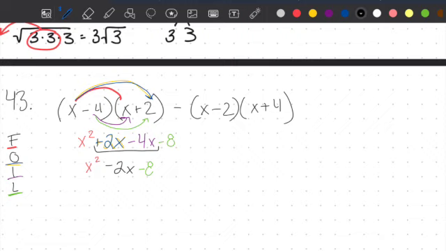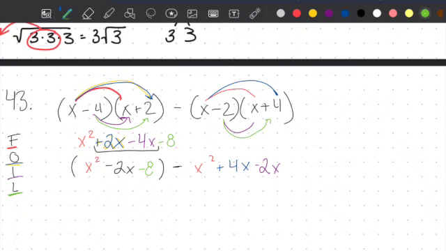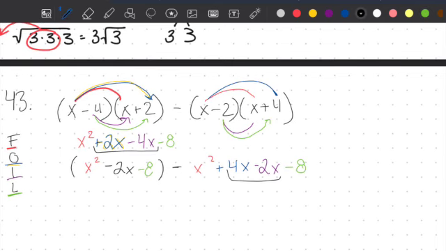Now I'm going to deal with my next set of brackets. This whole thing here, I'm going to set there just so it's nice and easy and clear. And this is going to be minus, and then I'm going to do my first terms, which is x times x, so x squared, plus my outer terms, x times 4, which is plus 4x. Then my inner terms, negative 2x, and my last terms, which is negative 8 again. Okay, combine like terms.